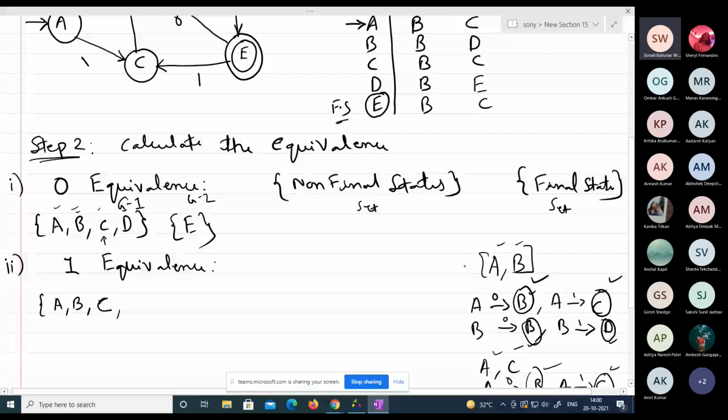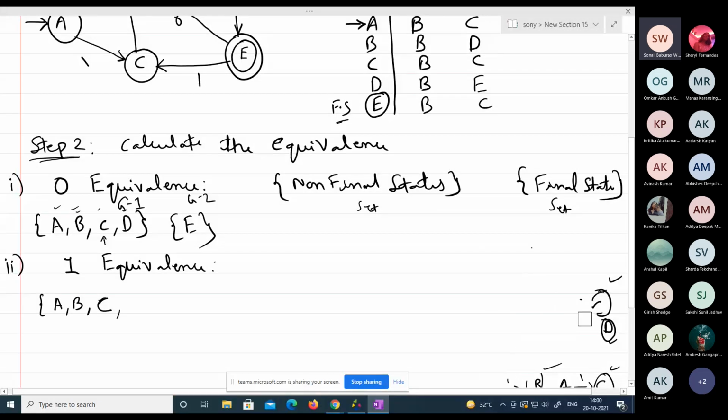Now we will compute one equivalence. In one equivalence, we are supposed to take a pair of states from our zero equivalence set. What is our zero equivalence set? A, B, C, D is set number 1, and E is set number 2. As I told you, always take a pair of states together. So you have to check now whether they are equivalent or not.